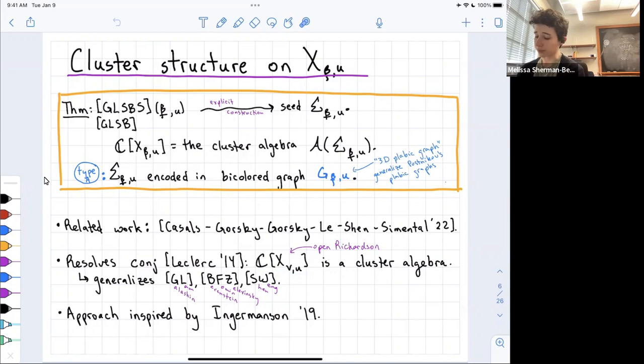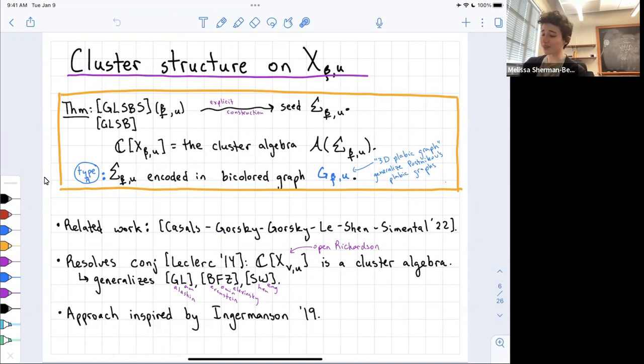This result also generalizes the work of a handful of other people who dealt with various special cases of braid varieties. And I should also mention that our approach owes a big intellectual debt to Ingermanson, who is a PhD student of David Speyer's. In her thesis work, she had some results in the Richardson case, which really inspired us.